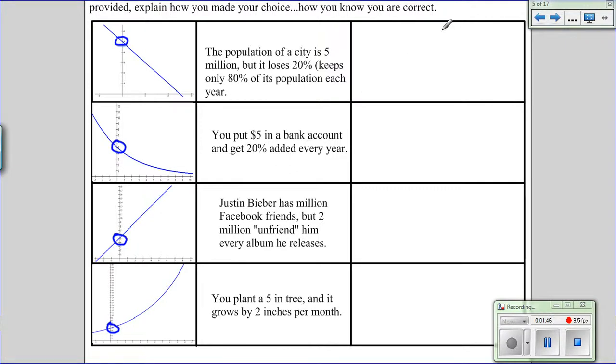So that's what I'm going to do first. I'm going to go through and just decide, are these linear or exponential? And that'll be kind of like my initial sort. And then I'll go through and decide if it's increasing or decreasing. So let's check it out.